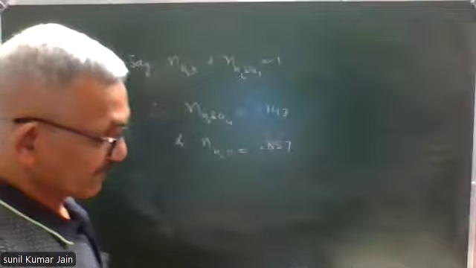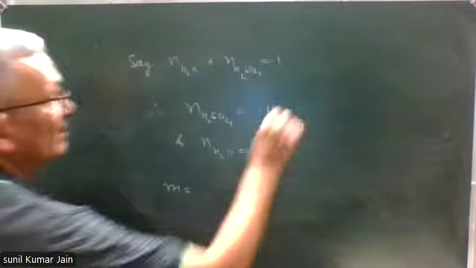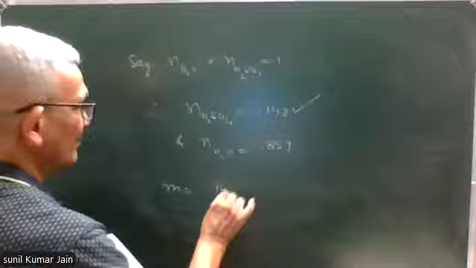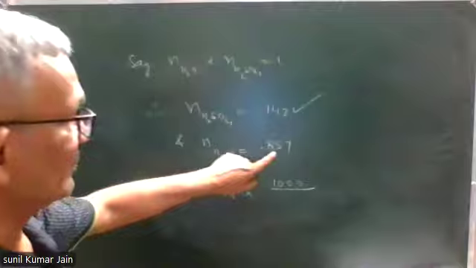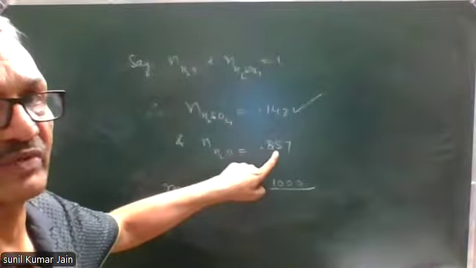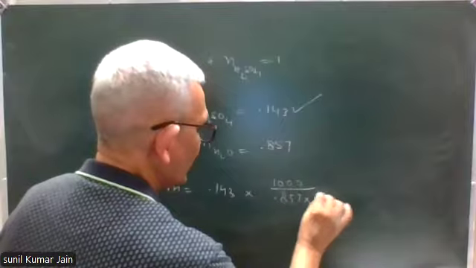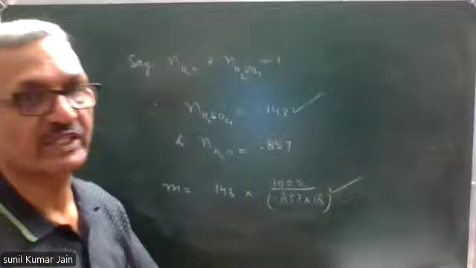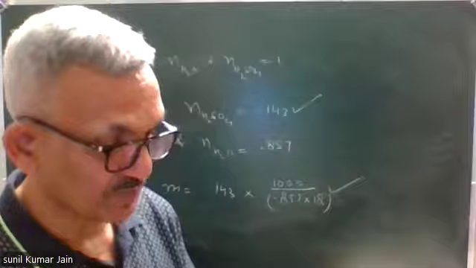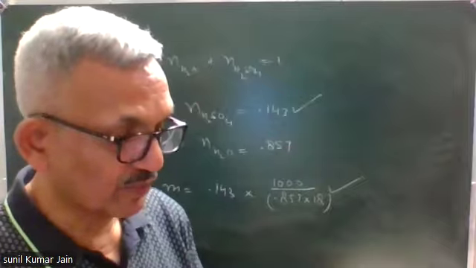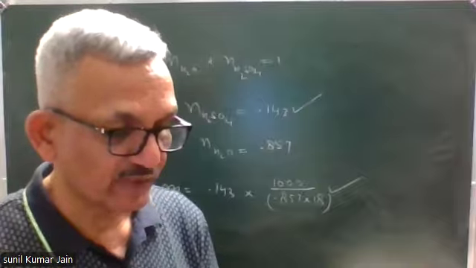Now we have to calculate molality. So molality will be number of moles of sulfuric acid into 1000 divided by weight of solvent. Solvent will be number of moles multiplied by molecular weight of water. So 0.857 into 18. This will be molality of the solution. Next, sixth numerical. What volume of water should be added to 4 liters of 5 molar solution so as to dilute it to 2 molar?